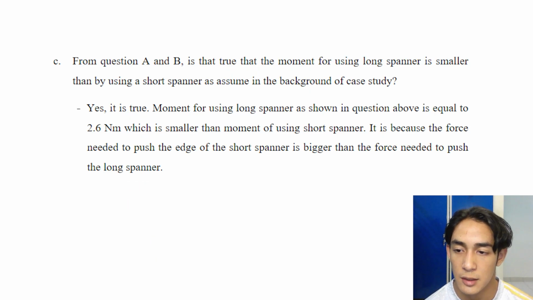From question A and B, is it true that the moment for using a long spanner is smaller than by using a short spanner, as assumed in the background of case study? The answer is yes, it is true. Moment for using long spanner as shown in question above is equal to 2.6 Newton meter, which is smaller than the moment of using short spanner. It is because the force needed to push the edge of the short spanner is bigger than the force needed to push the long spanner.